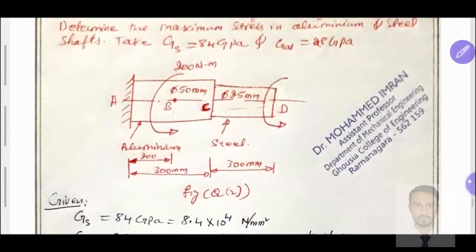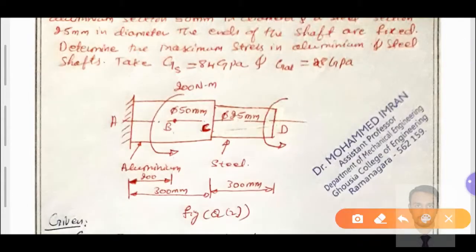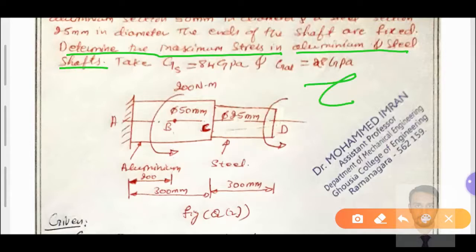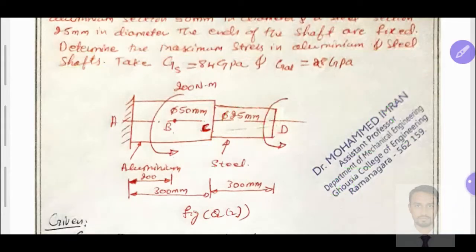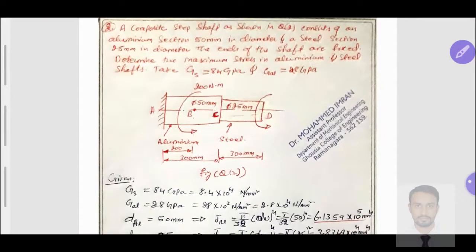Now we have the idea of what we have to determine here. Determine the maximum stress in aluminium and steel material. We need to find the shear stress induced in the shaft element for the aluminium material, equal to question mark, and the shear stress induced in the steel member, equal to question mark. Both values we need to find. Now let's take the data he has given.